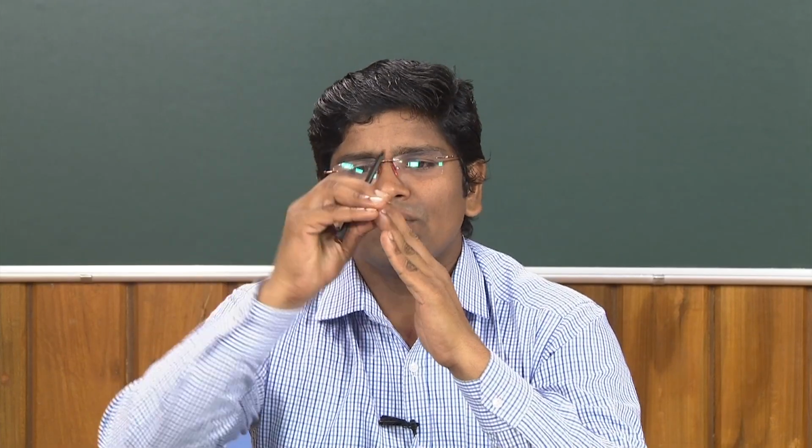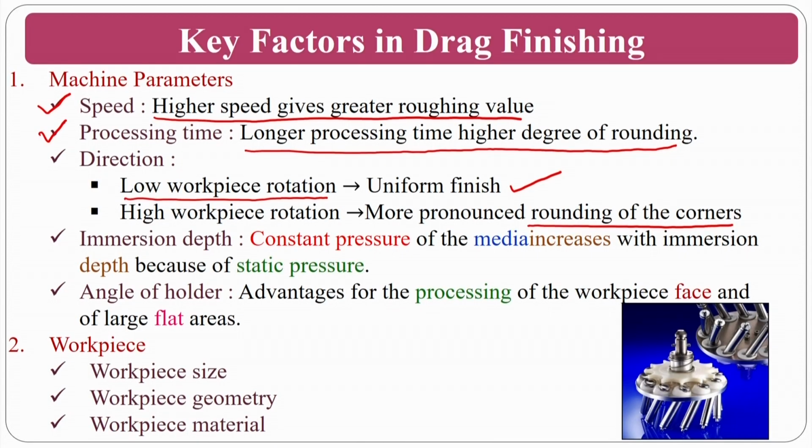This here is prone to give radiusing, whereas here the material is very high. So that is the problem with this one. If your requirement is roundness, then you have to go for the higher workpiece rotation. Immersion depth: the constant pressure of the media increases with the immersion depth because of the static pressure.